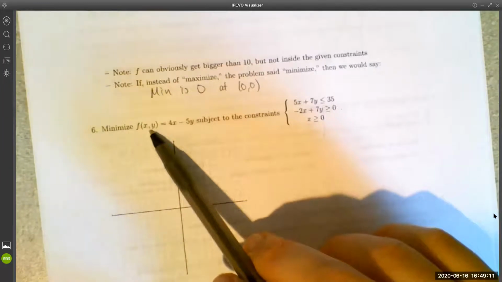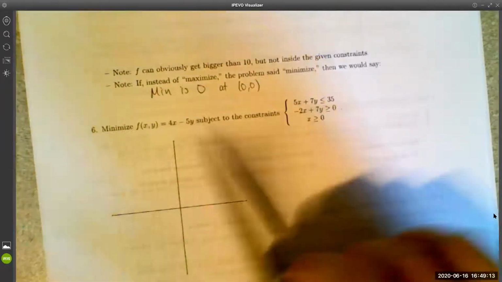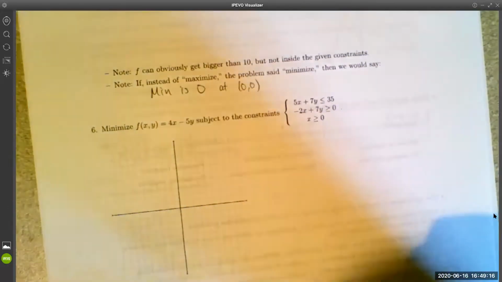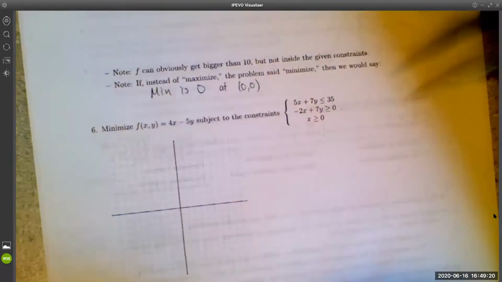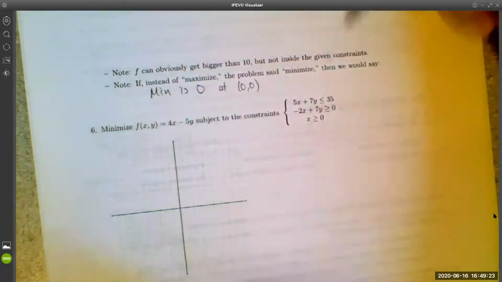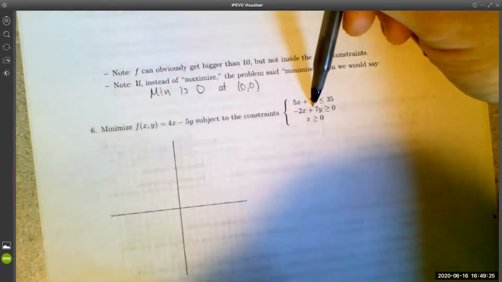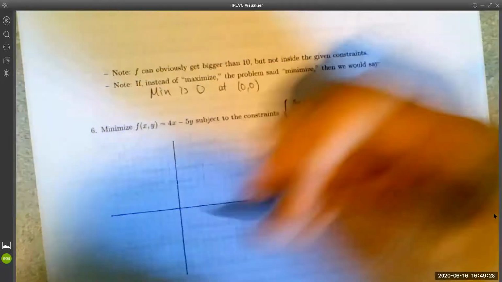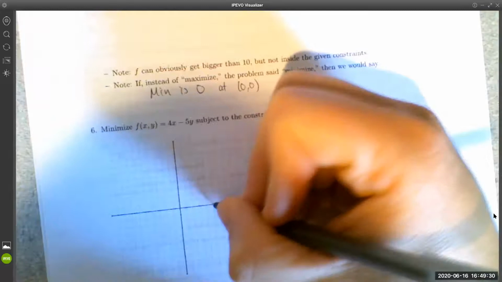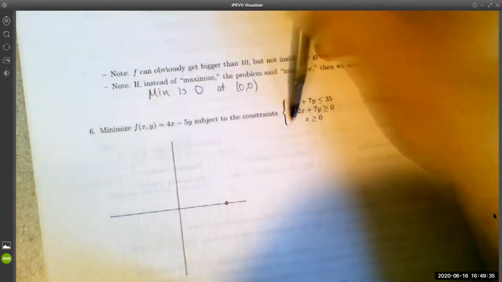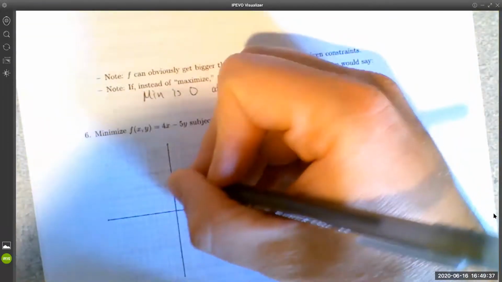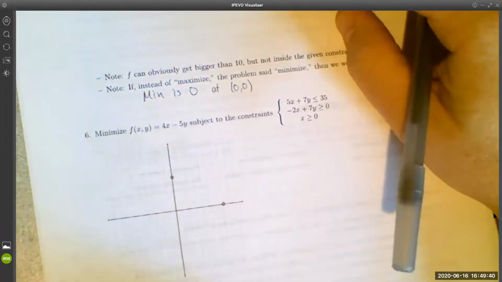So let's do another example. Let's minimize this function, f(x, y) equals 4x minus 5y, subject to these constraints. Okay, so same deal. I'm going to start off by graphing the boundaries. 5x equals 35, so x is 7. 7y equals 35, so y equals 5. Okay, so there's my first boundary.